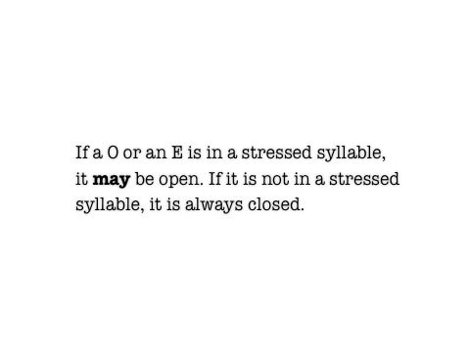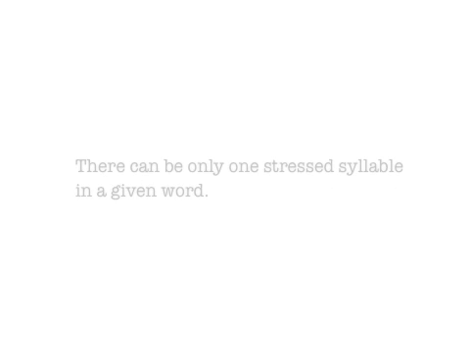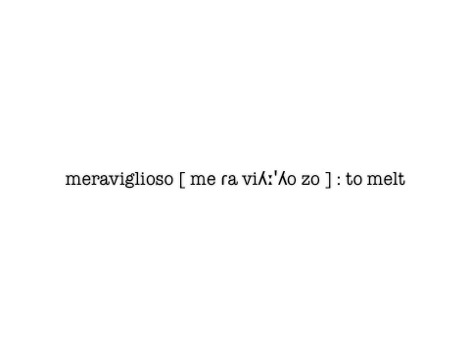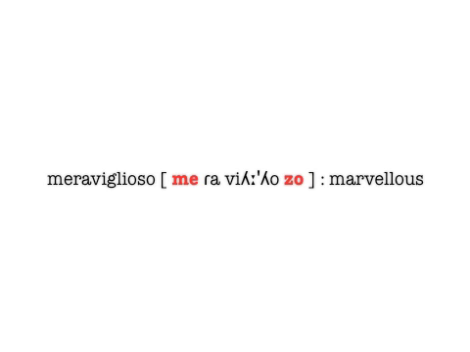The rest of the time, it's closed. There's only ever one stressed syllable in a word, so if you identify a stressed syllable, you know that any other syllables in the word are unstressed. For example, in the word meraviglioso, the stress is on the second to last syllable. Consequently, the final O and the E in the first syllable are automatically closed. Only the O in the stressed syllable could be open, although in this case that O is closed as well.